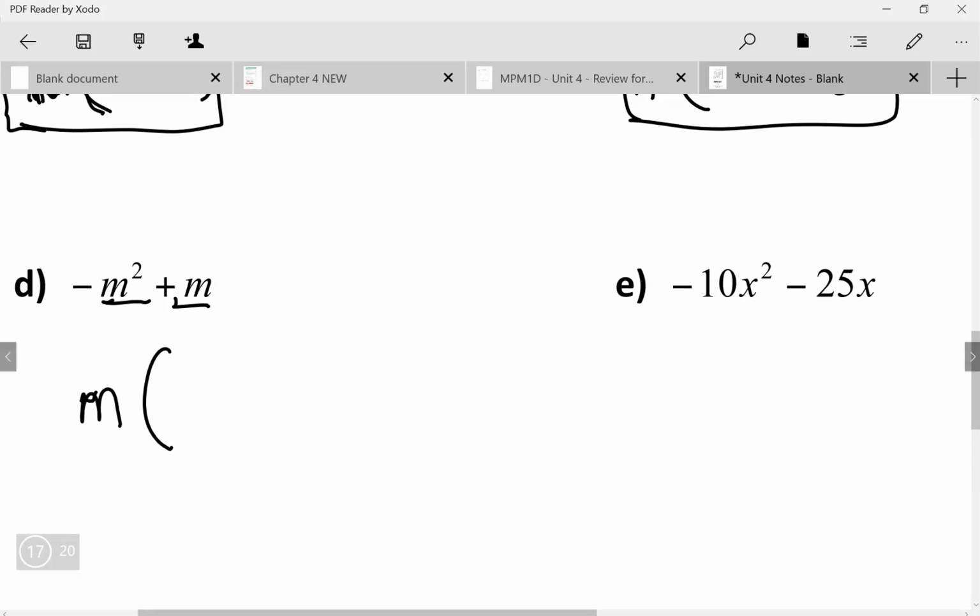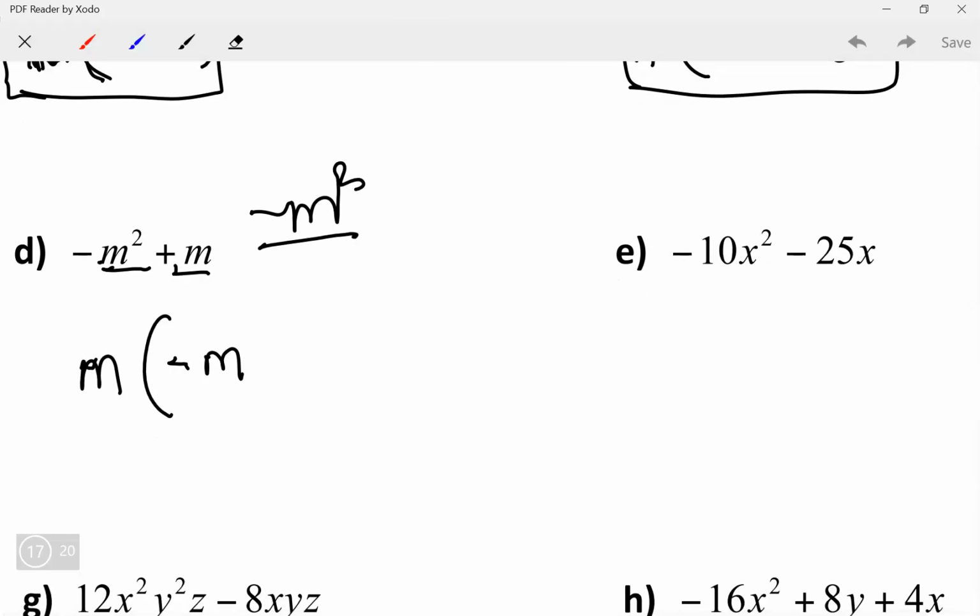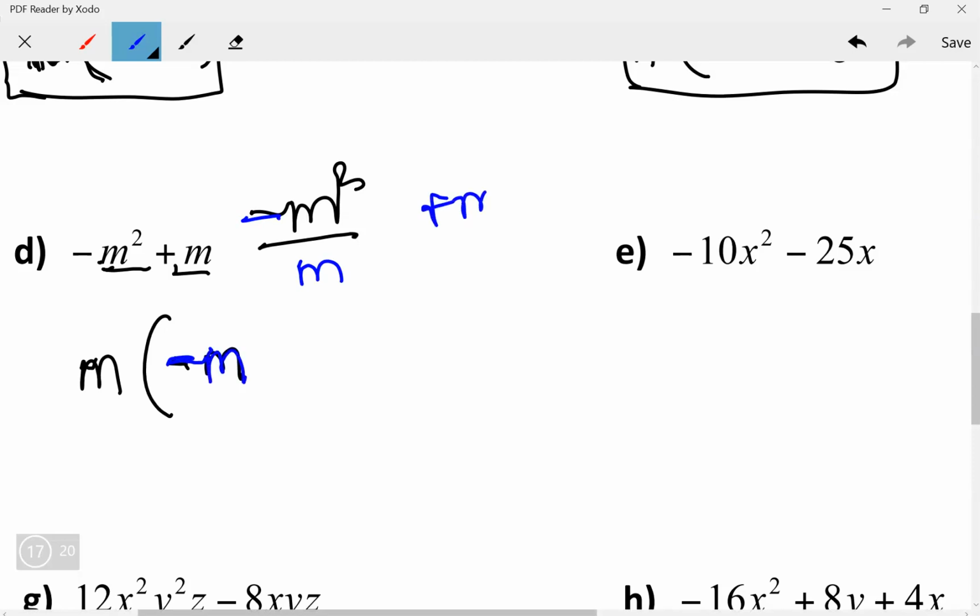And here we can take negative m squared divided by m, which is negative m, and positive m divided by m is just plus 1. This is an acceptable factoring because you say, okay, I have an m squared, I have an m. The lowest power there is m to the power of 1, so that becomes my greatest common factor.